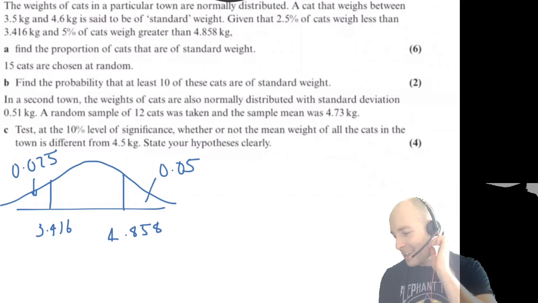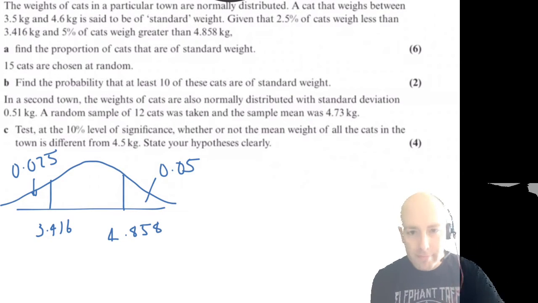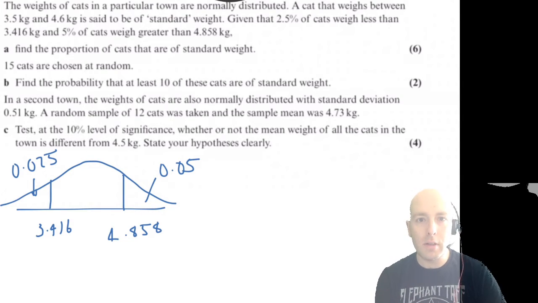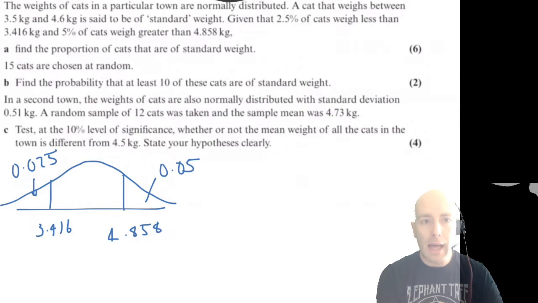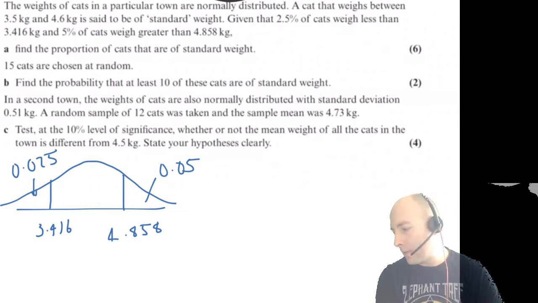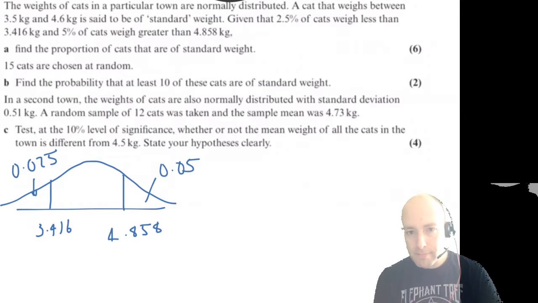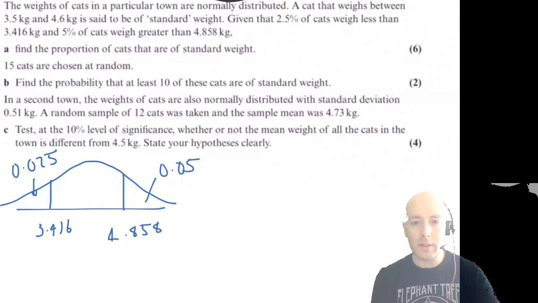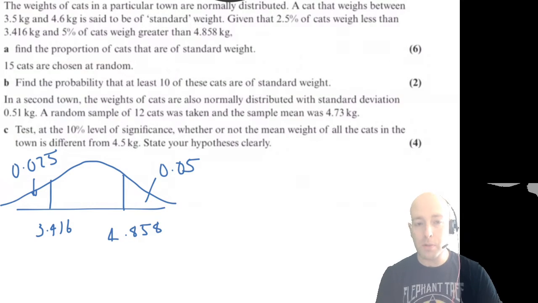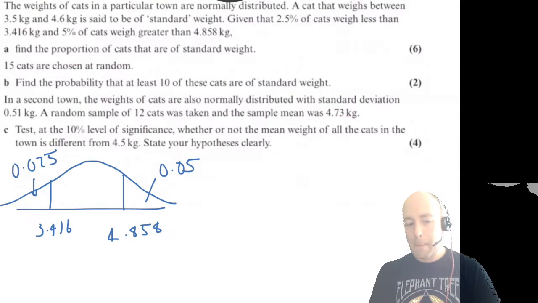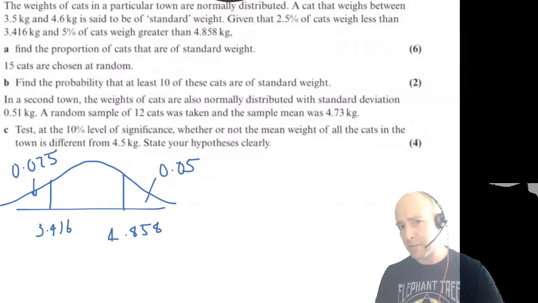Sorry, guys. Yeah, so I've put in the bits they've told us. We were told 2.5% of cats weigh less than 3.416, and 5% of cats weigh greater than 4.858. So I've drawn all that in our picture there. We can use the calculator with those values to find the z values that correspond to those x values. And then we're going to use the coding to try and find mu and sigma.